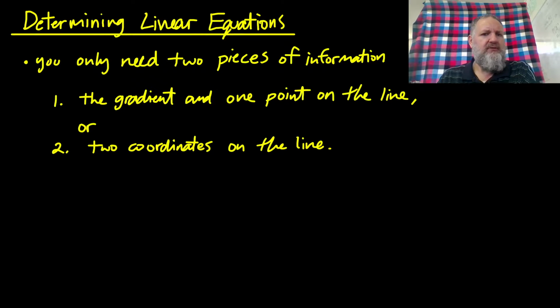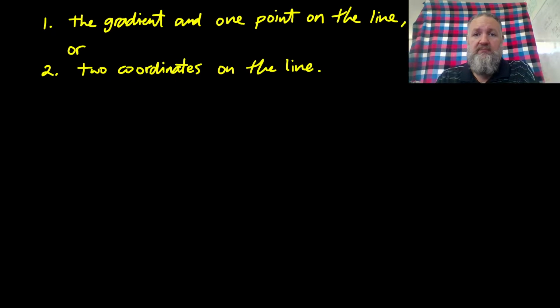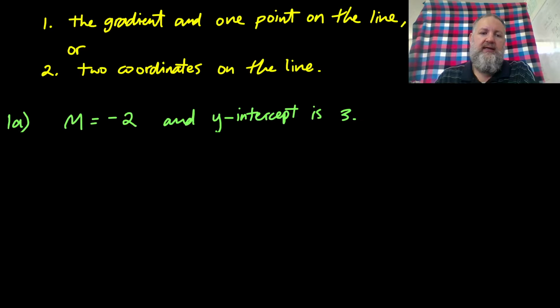So let's have a look. We'll start off with this first one here. Let's just say that we know the gradient and 1 point on the line. Let's say that the gradient is negative 2, and we also know that the y-intercept is 3. That y-intercept of 3 would look like this: it would be 0, 3. The 0, of course, is the x-coordinate, because the y-intercept is always when x is 0, the y is that 3.